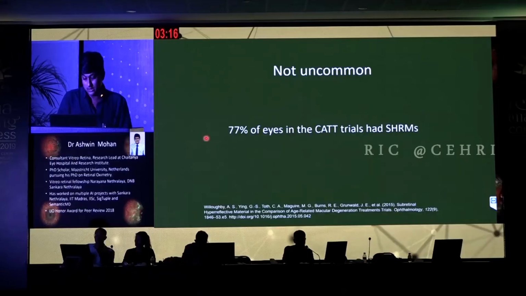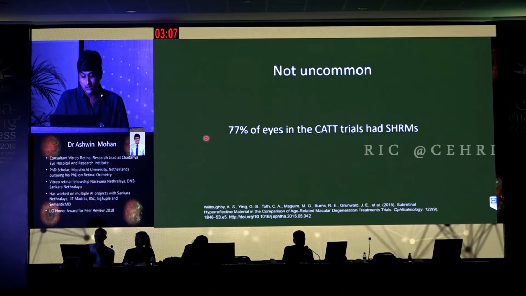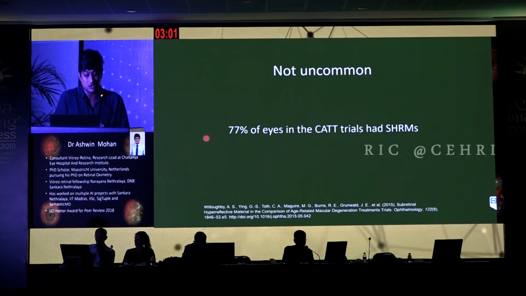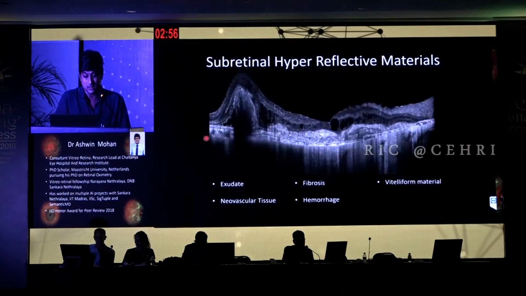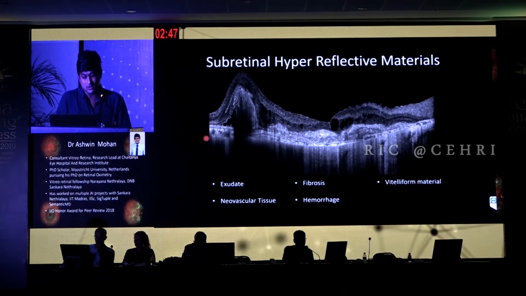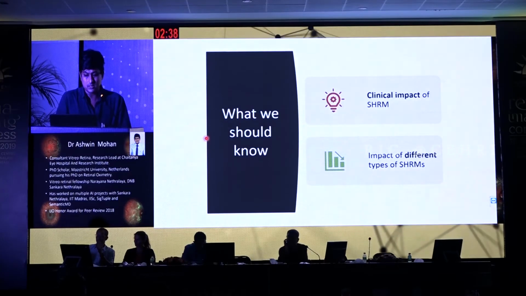And this is not an uncommon pathology, as 77% of eyes in the CAT trial had SHRM. So in our OPD, 3 out of 4 patients that we see with NAMD are going to have SHRMs. So it is not uncommon at all, and it is important that we understand this well. It has many different types. I have enumerated the 5 most common types that we would see: exudates, neovascular tissue, fibrosis, hemorrhage, and vitelliform material. We'll look a little deeper into exudates and the neovascular tissue, and we'll also see the clinical impact of the different types.